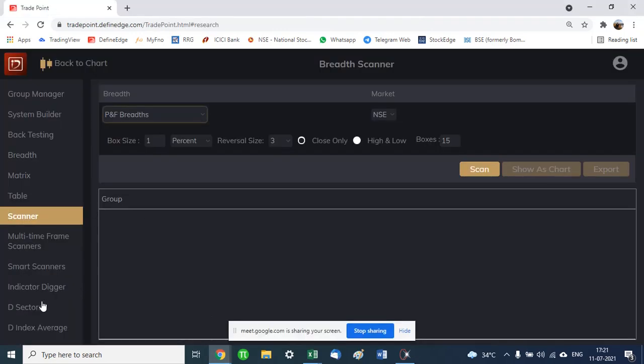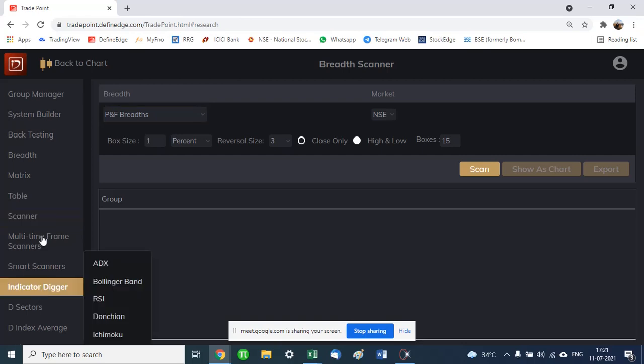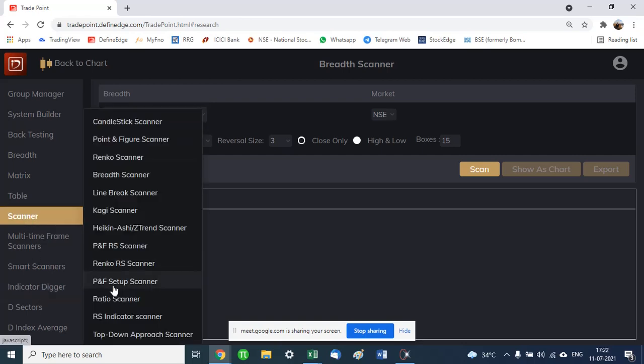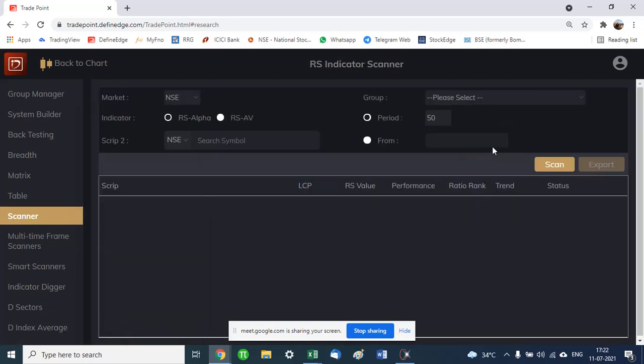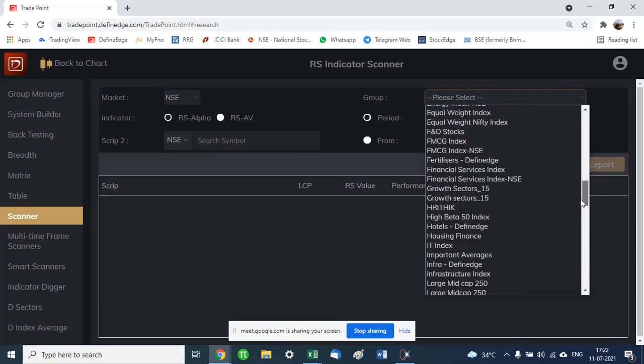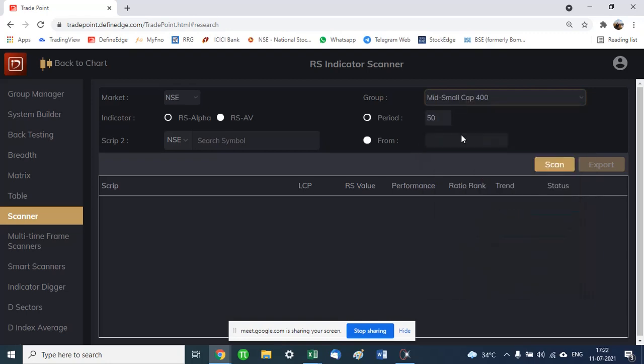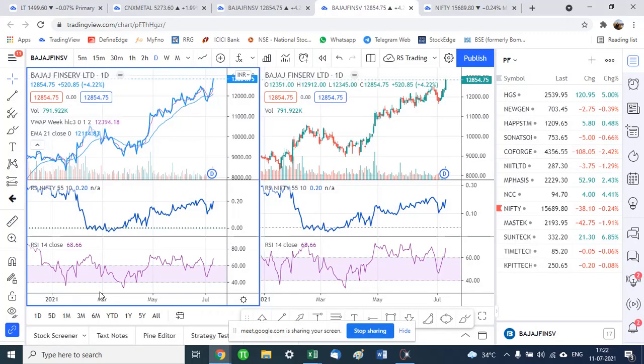There is something called the RS indicator scanner. In the scanning function we have the RS indicator scanner. We go here and select, let's say, Midcap and Smallcap 400. We want to be comparing against Nifty 50 because that is what we are doing here in our relative strength working, when we are comparing against Nifty.